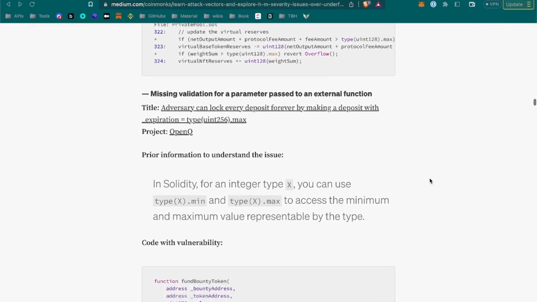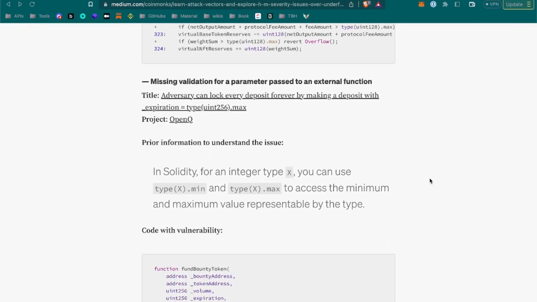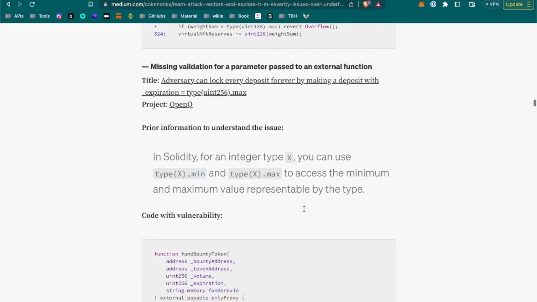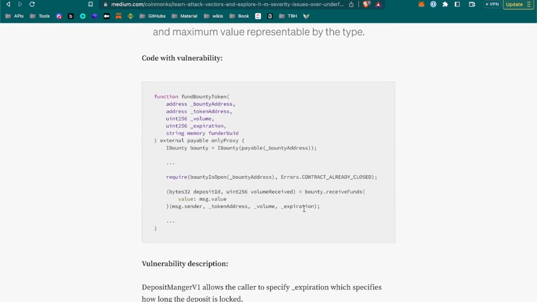The next example is missing validation for a parameter passed to an external function. Again, here is the link that I will share below so that you can see the code itself. And I wanted to specify an option that you have basically in Solidity: if you want to get the maximum of a uint type, you can get it in this way, by specifying the maximum or minimum. Okay, so let's go further.